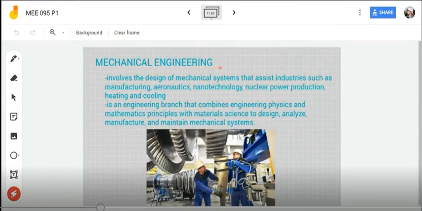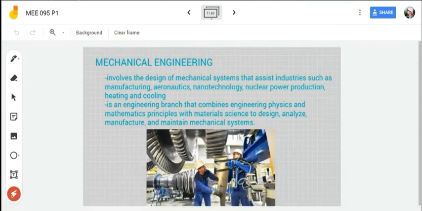And this is the engineering that you are taking today. And then from definition, it is defined as that branch of engineering that involves the design of mechanical system that assist industries such as manufacturing, aeronautics, nanotechnology, nuclear power production, heating, and cooling. So take note of the keyword design of mechanical system.